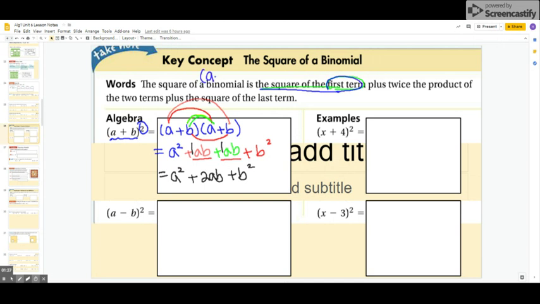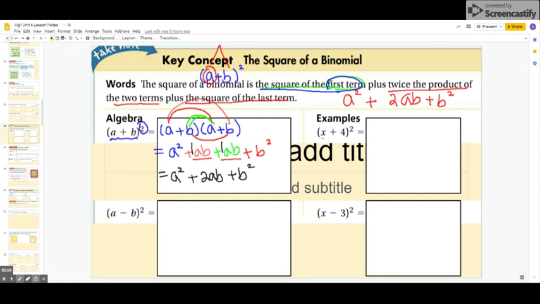if the binomial is a plus b squared, you're going to square the first term, which is a squared, plus twice the product of the two terms. So now we have two terms. You're going to multiply them, and then you're going to double it, because we have inside and outside, they're equal if it's a perfect square. And you're going to add the square of the last term, which is b squared. So you don't need to memorize this if you understand what I did here.